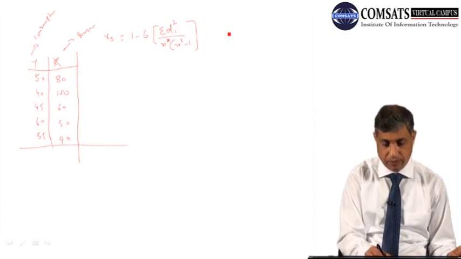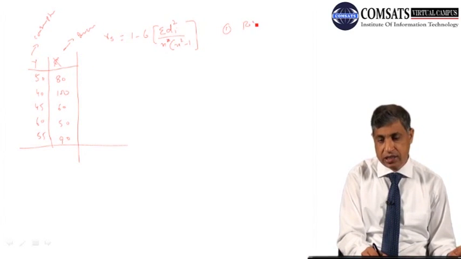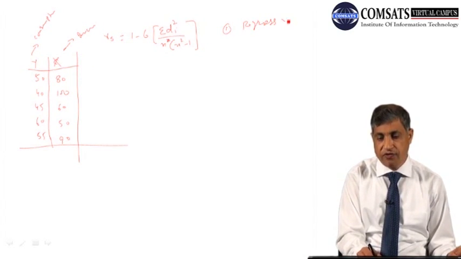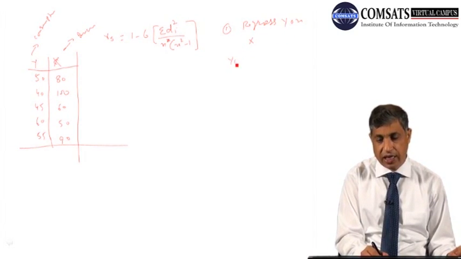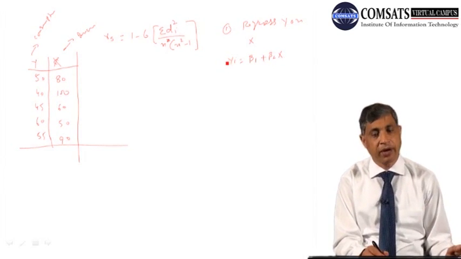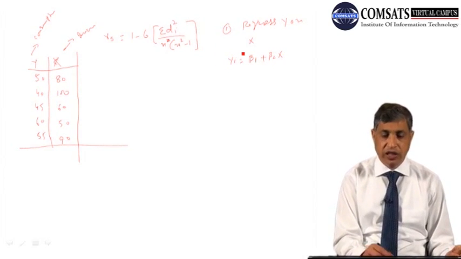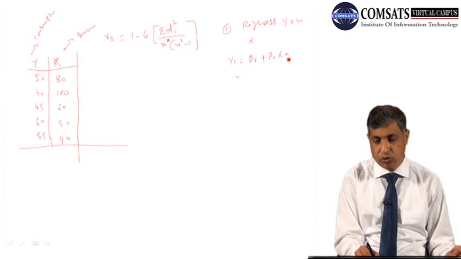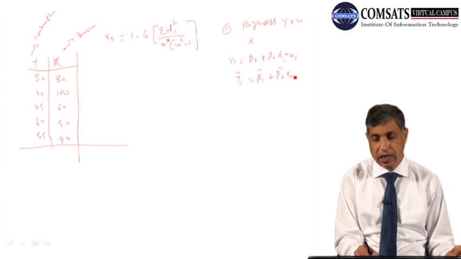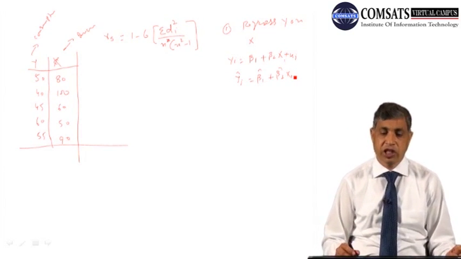Now what is the first step? In the first step, regress y on x. I would write that y_i is equal to beta 1 plus beta 2 x_i plus u_i, in this simple model, and we will get y_i hat is equal to beta 1 hat plus beta 2 hat x_i. Hat means the estimated parameters.